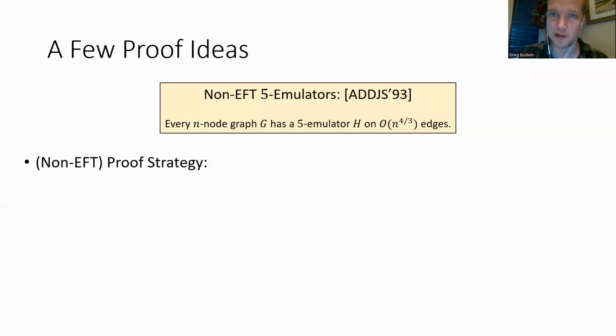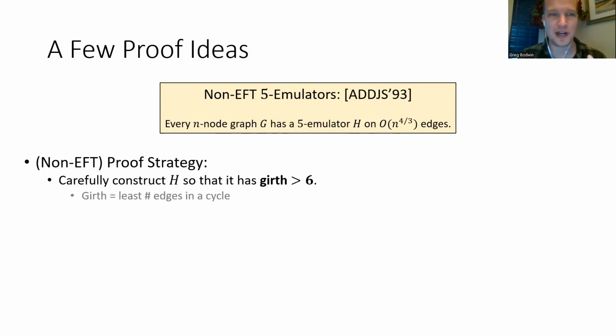So this original result by Althöfer, Das, Dobkin, Joseph, and Soares from 1993 said every n-node graph has a non-fault tolerant 5-emulator on n to the 4/3 edges. Let me say quickly how that works. Their proof strategy is to very carefully construct their emulator so that it has girth greater than 6. As a reminder, the girth of a graph is the smallest number of edges in any cycle. So this is the same as saying that it has no 3, 4, 5, or 6 cycles in it.